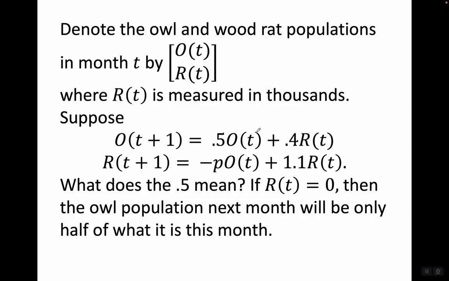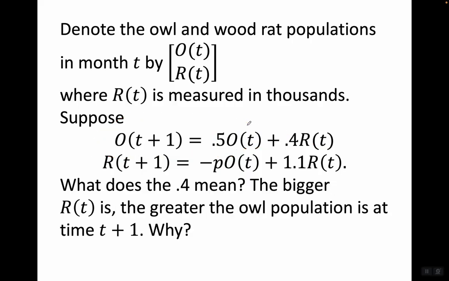What does the 0.5 mean? If R(t) is 0, in other words, if there are no rats whatsoever, then the owl population next month will be only half of what it is this month. If you kill off all the rats, that owl population decreases by half each month until they're all gone.